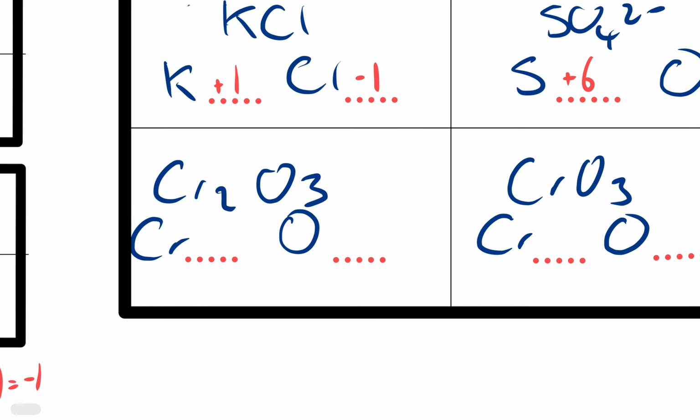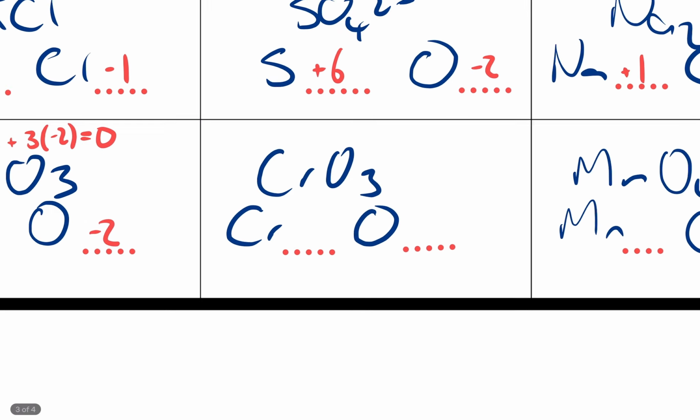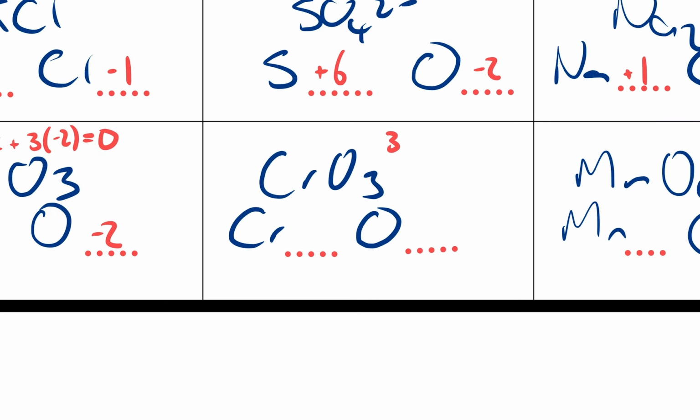Last couple. Chromium's in the D block, so it could be anything really. Got 3 lots of this minus 2 from oxygen. Don't know what chromium is yet. The whole thing equals 0. We've got 2 lots of chromium. So here chromium must be plus 3, sorry. Here, 3 lots of this -2 equals 0. Only 1 lot of chromium this time. Here it's +6.